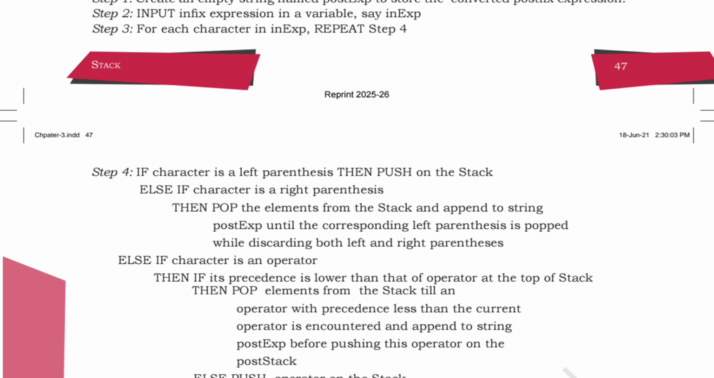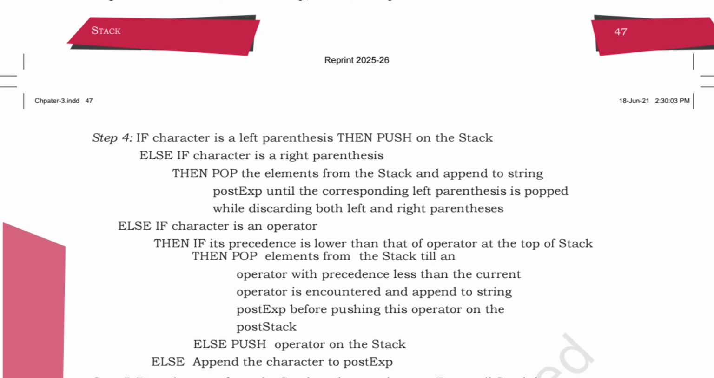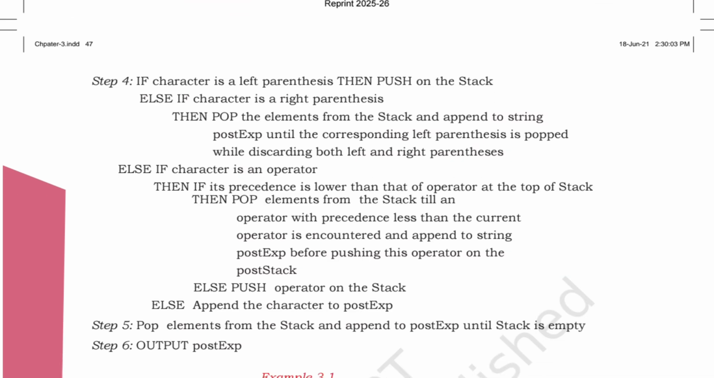Pop means you remove the element from the stack and add it to the string. Then post expression until the corresponding left parenthesis is popped. You write the post expression until you remove the left parenthesis, discarding both left and right parenthesis. Then again, else if the character is an operator, you have to think about the operator.